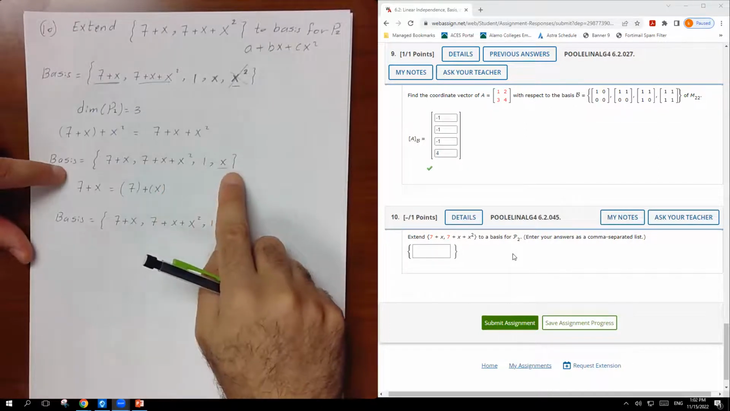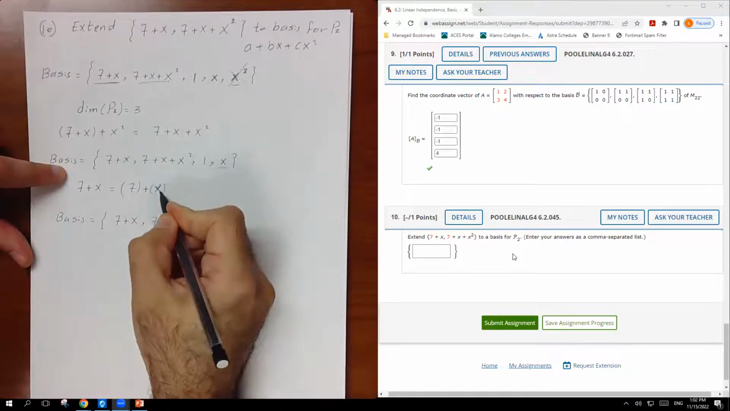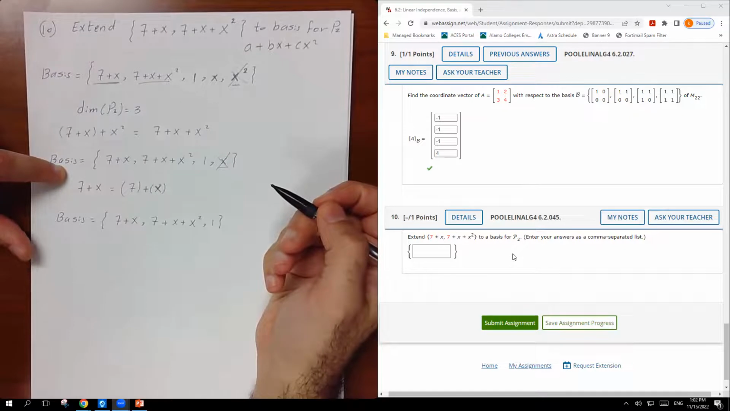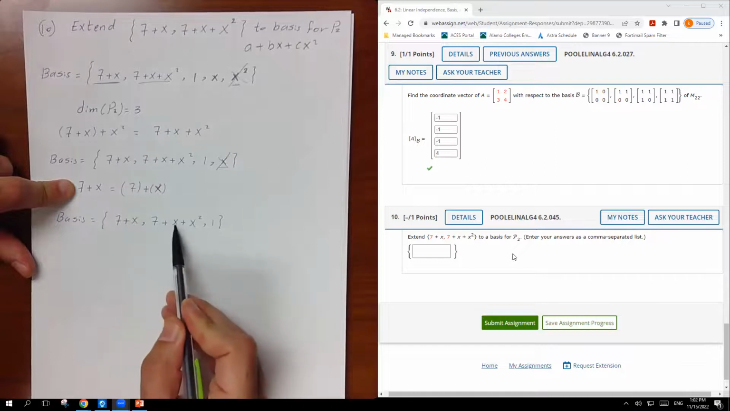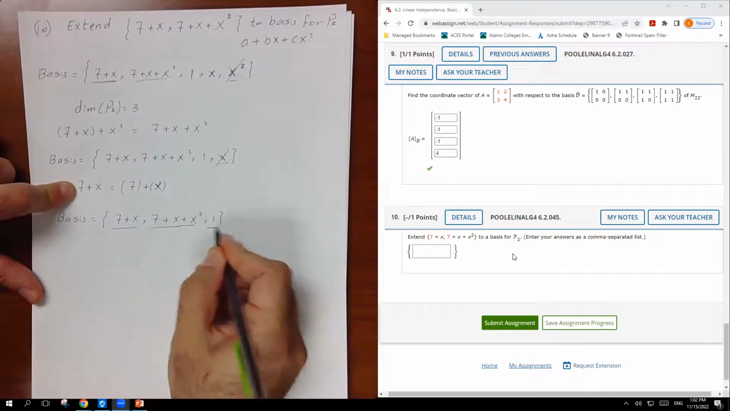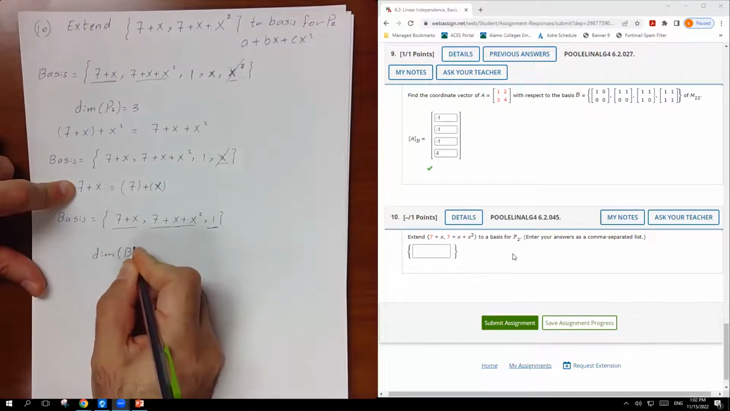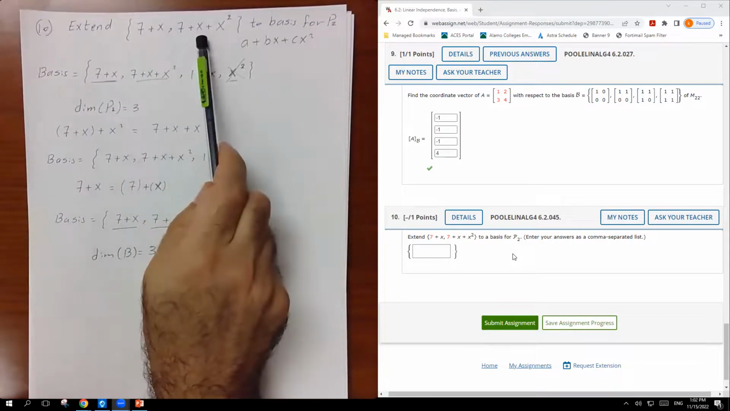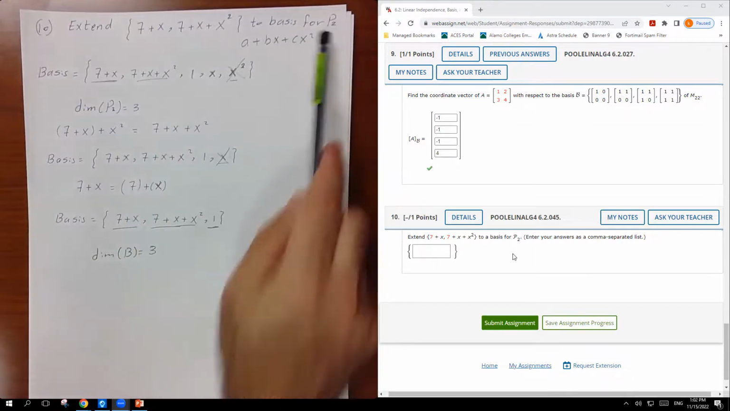Now let's check again. If I take this one, I can write it down as 7 plus x. That means x already exists here, so I don't need the x again. So I'm going to cancel the x. That means our base is going to be 7 plus x, 7 plus x squared, and 1. So 1, 2, and 3. Now the dimension for this base B equals 3. So we extended this base to a base with dimension 3, which is a base for all polynomials with degree 2.